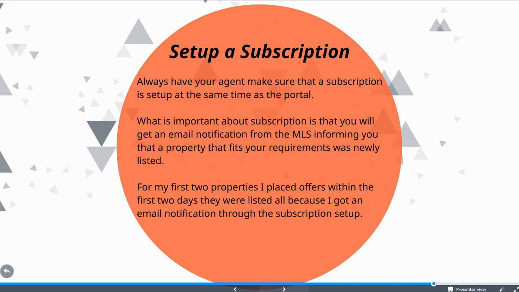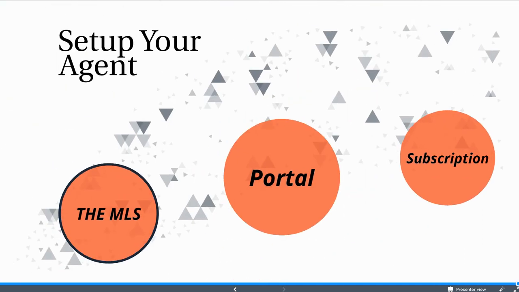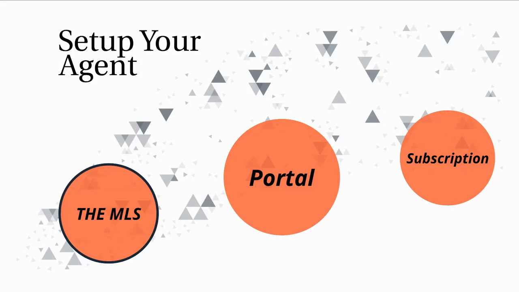You want to know as soon as possible whenever a property that fits your criteria hits the market. So a portal is a website which you can go to anytime, day or night, to see what's currently active on the market. And a subscription is essentially an email service where, whenever a listing is added to the multiple listing service, you are immediately notified. That's kind of how it works, guys. From state to state, this is what I've noticed to be true, but you definitely want a portal and a subscription set up as soon as possible, especially after you have an agent.